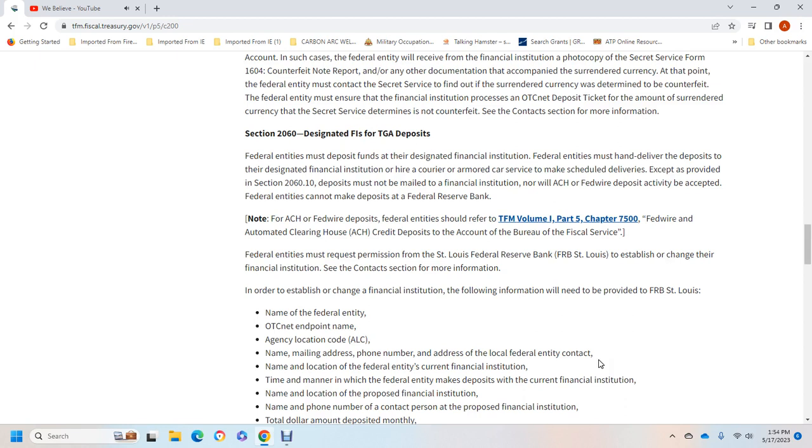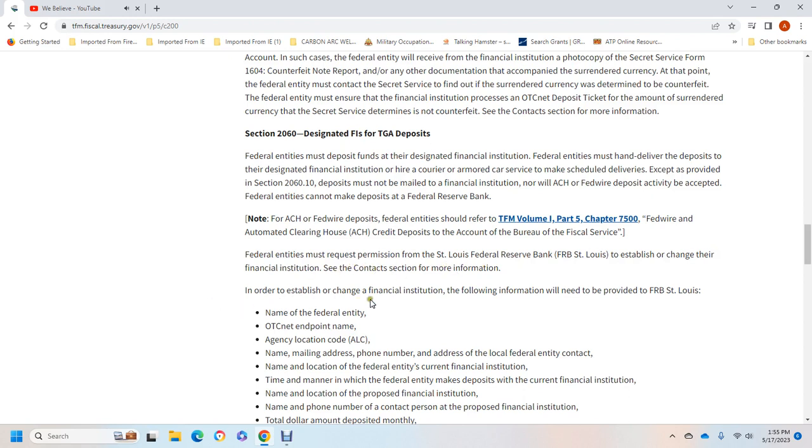Note, for automated clearinghouse and Fedwire deposits, the federal entity should refer to the Treasury Financial Manual, Volume 1, Part 5, Chapter 7500. Fedwire and automated clearinghouse credit deposits go to the account of the Bureau of the Fiscal Service. Federal entities must receive permission from the St. Louis Federal Reserve Bank to establish and change their financial institution. See the contact section for more information.